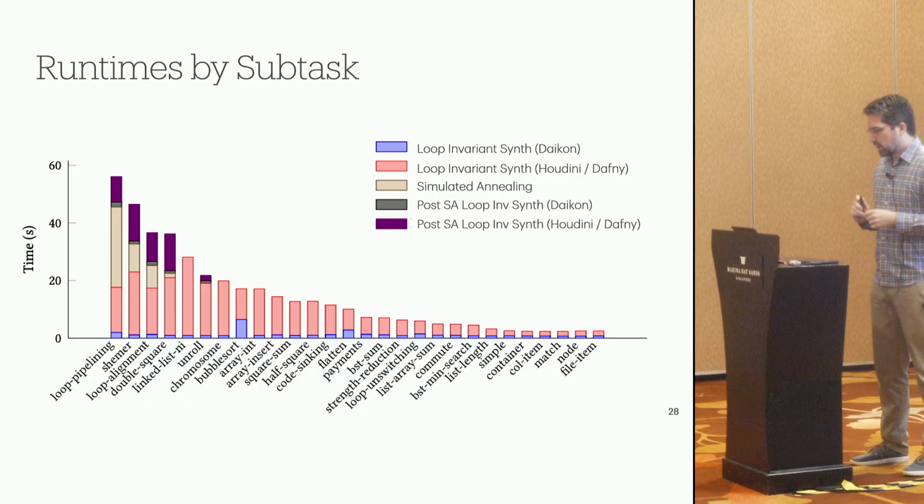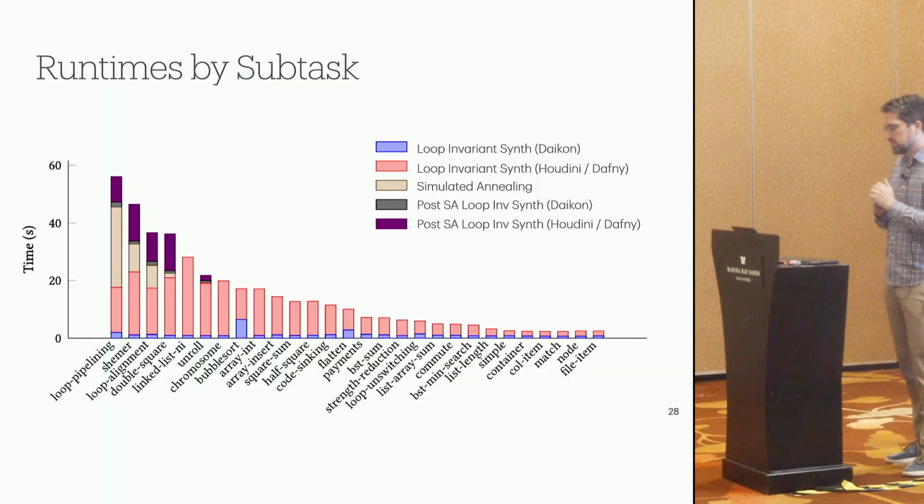Okay, so we also looked at what is dominating runtimes as we do this verification. The takeaway here is that for the smaller examples, the runtime is dominated by loop invariant inference. But as we get to these more complicated examples that require more semantic analysis, the simulated annealing starts to take over the runtime.